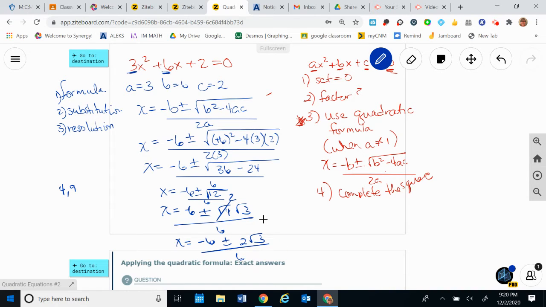Well, you're still not done. Because look, you see this? We could separate this right now. I could write x equals negative 6 plus 2 root 3 over 6.